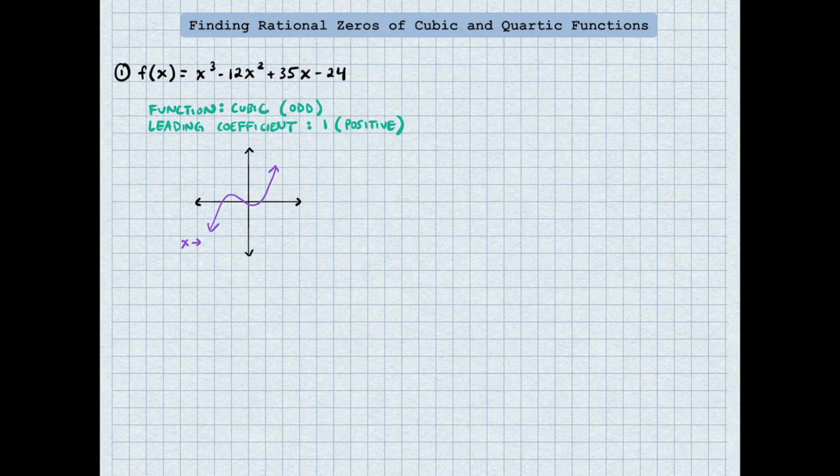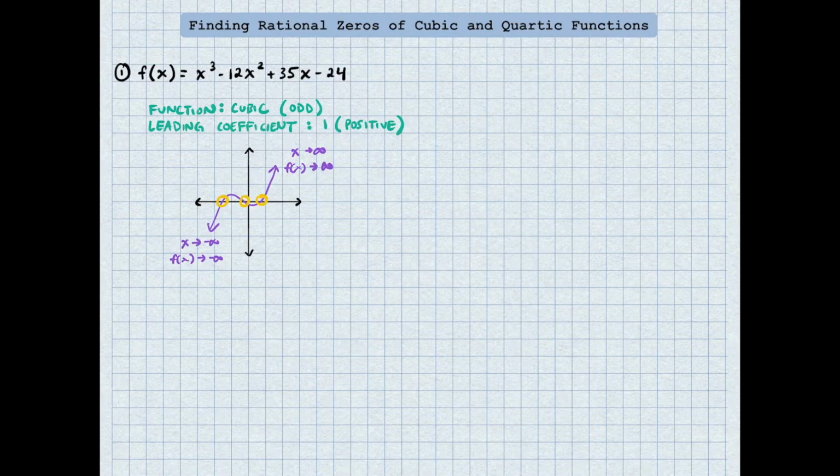As x approaches negative infinity, f of x is going to be approaching negative infinity as well, and as x is approaching positive infinity, f of x is also approaching positive infinity. While there may not always be a rational zero, all the examples in this video will have at least one.